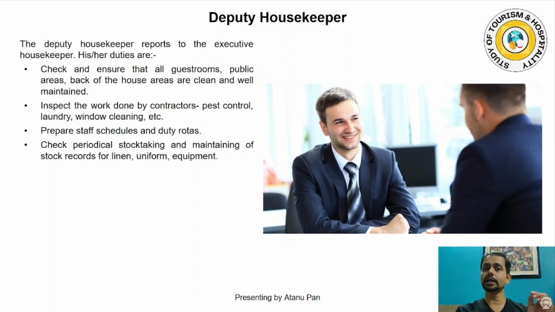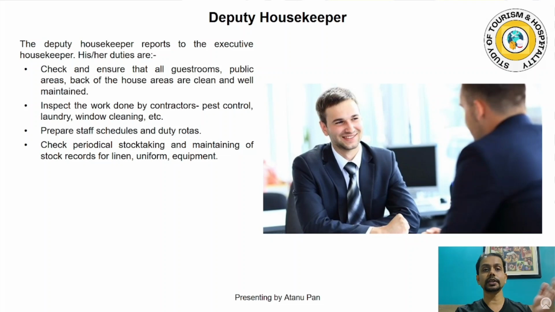So in hotel housekeeping, we use the linens, we provide uniform. The housekeeping department provides uniform to each and every employee who is working in the hotel, irrespective of the departments. Any department, the uniform is provided by the housekeeping department. And the equipment is also provided.